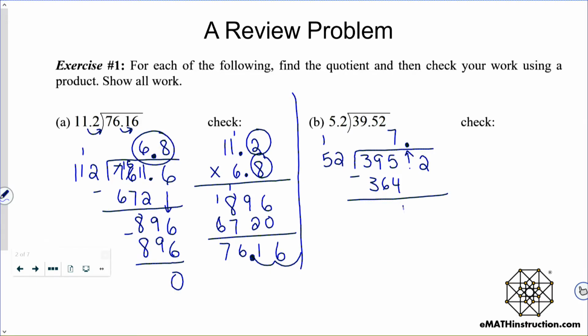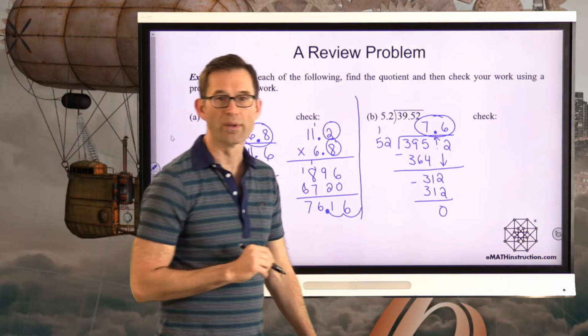All right, now I'll do some subtraction. 5 minus 4 is 1, 9 minus 6 is 3. 31 is a good remainder because it's less than 52. Now I drop that 2 down, I'll get 312. I'm looking for how many times 52 now goes into 312. That ends up being 6 times. 6 times 2 is 12, carry the 1. 6 times 5 is 30, plus another 1 is 31. Subtract, remainder of 0. So it appears that my answer is 7.6.